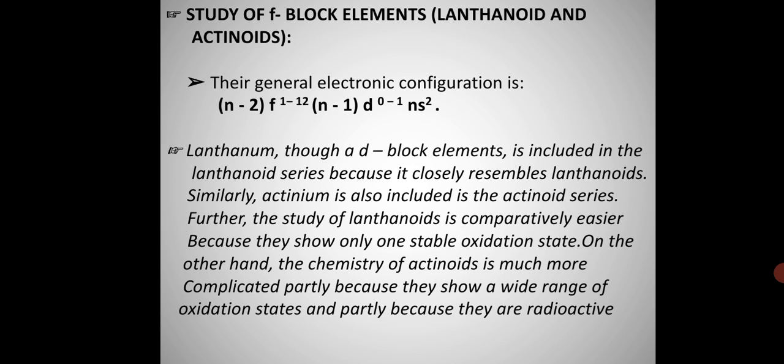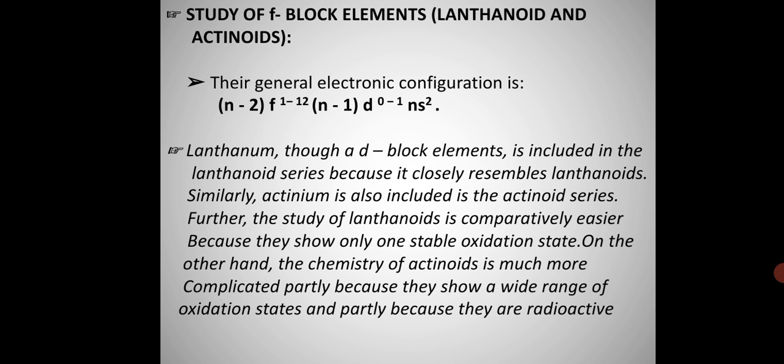Again I repeat, the magnetic moment due to spin is given by mu S equal to root over 4S(S plus 1), everything inside the root, whereas the magnetic moment due to orbital motion is given by mu L equal to root over L(L plus 1), where L is the resultant orbital quantum number. Clear?